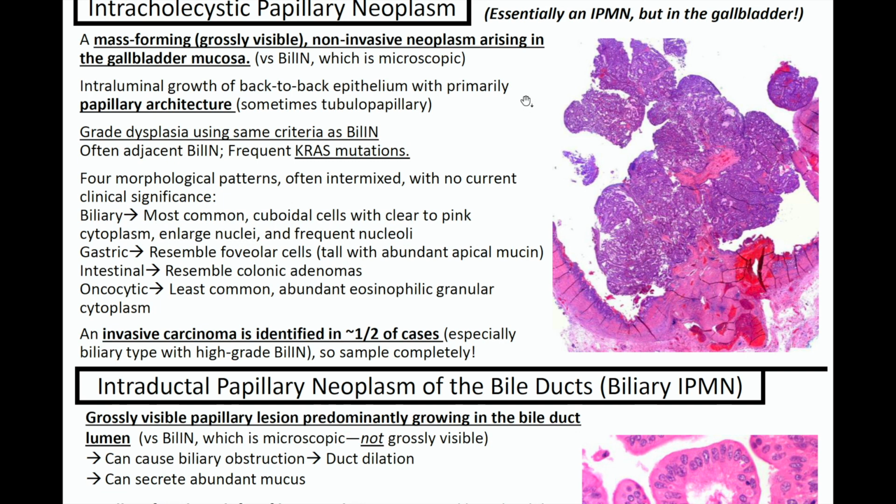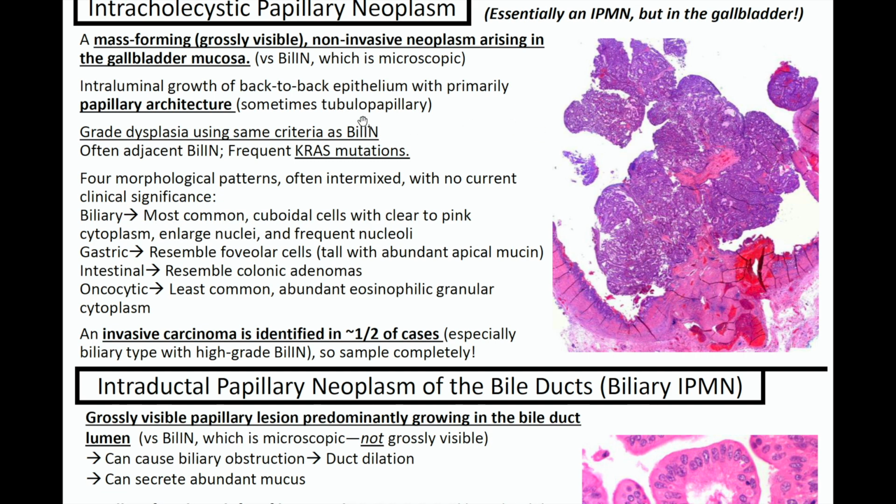All right, moving on, we've got intracholecystic papillary neoplasm. Essentially an IPMN, but in the gallbladder. So, an intracholecystic papillary neoplasm is a mass-forming, grossly visible, non-invasive neoplasm arising in the gallbladder mucosa, versus BilIN, which is microscopic. This kind of reminds me of IPMN versus PanIN, where IPMN you can see grossly, PanIN you cannot, it's smaller. So same concept, right? Different system, but all of pathology has its rules and things that translate to other systems, which is why we love it, and that's why we study it.